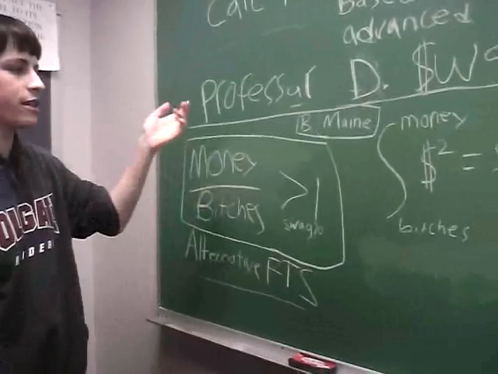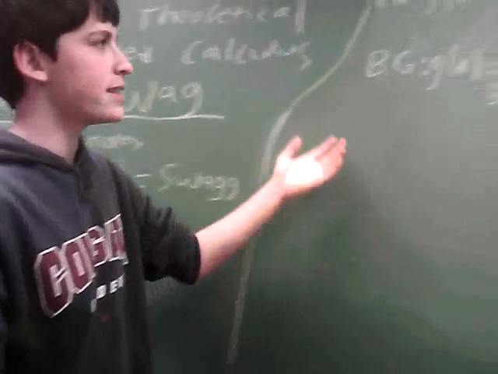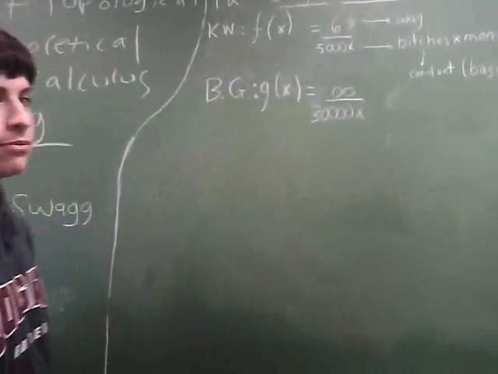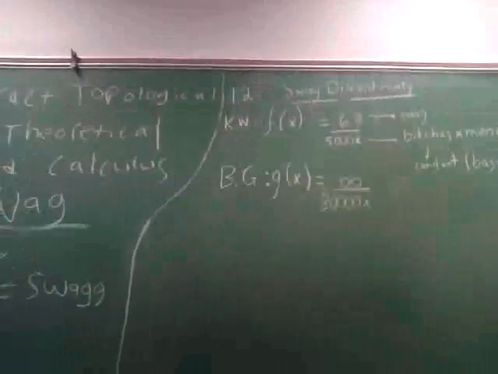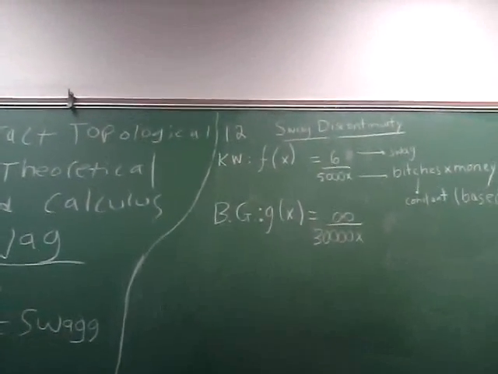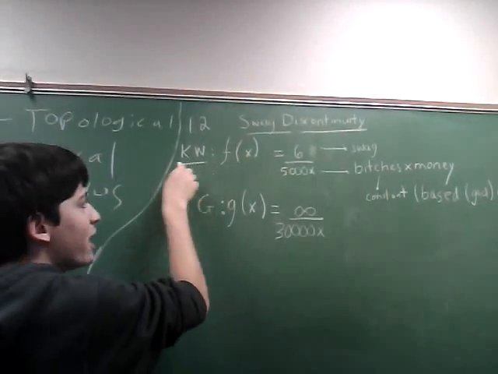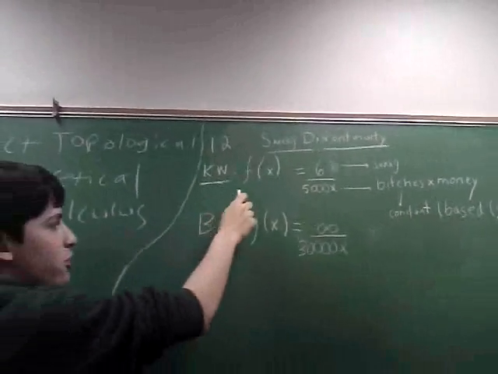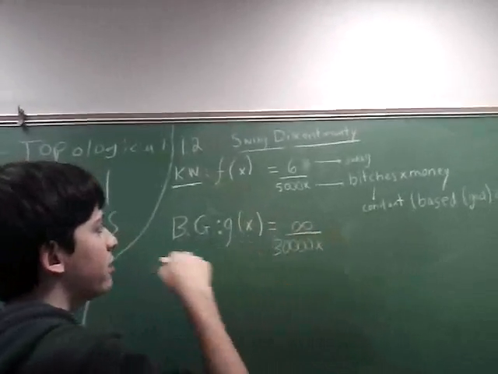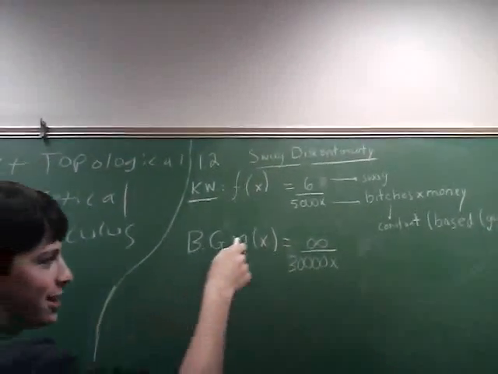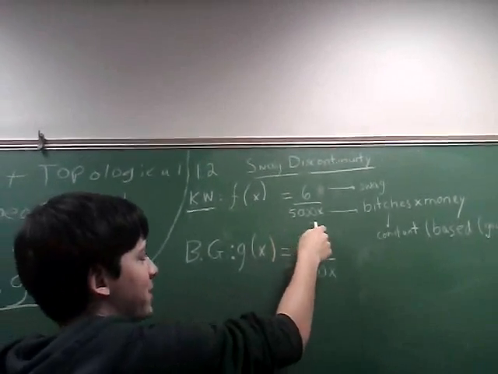Okay, so we're just going to get right into it. This lesson is about Swag discontinuity. We're going to start off with an example, because sometimes it's better to start off that way. So here we have Kanye West, and as a function of x, which in this case is money, his function is 6 over 5,000x.